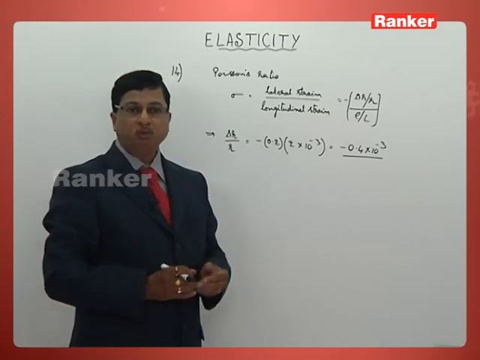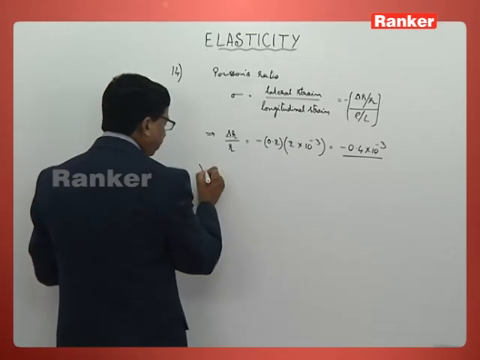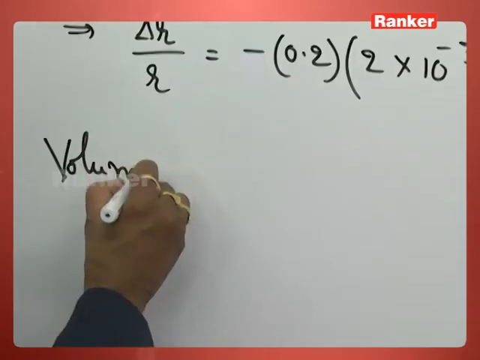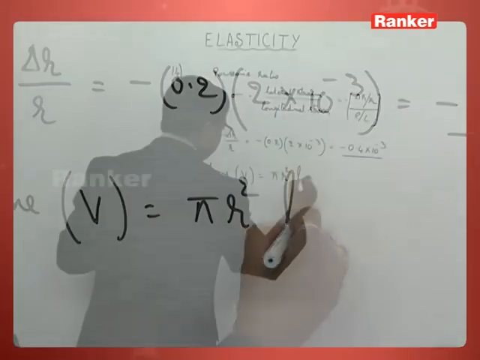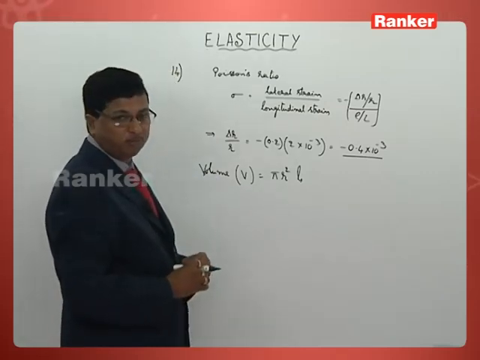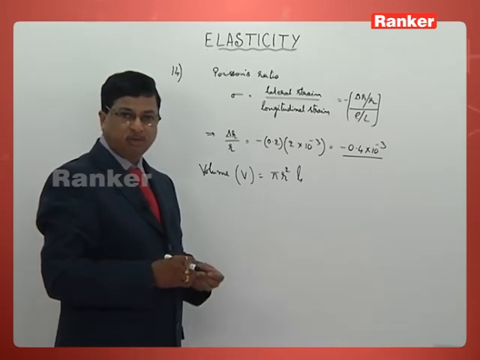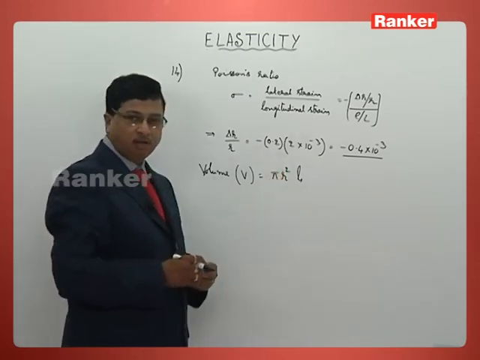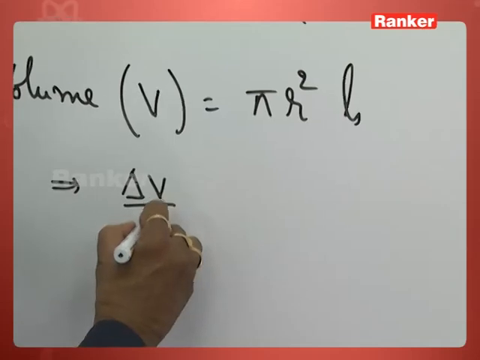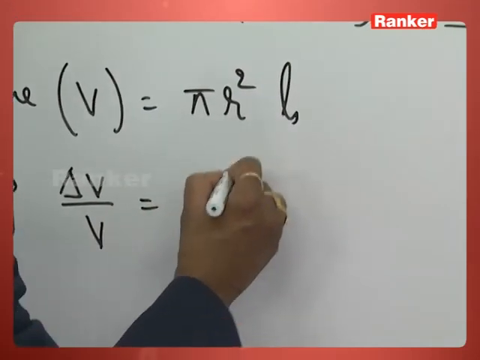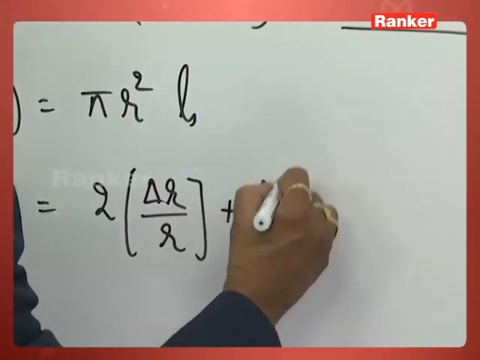Fine. But he is not asking you that. He is asking you what is the percentage change in its volume. So what is general formula for volume, please? If you take general equation for volume, V is equal to pi R square L. That is the formula for volume of a rod. Rod means generally cylindrical by nature, we used to take up. Pi R square L, that is the volume. So if you take this equation as delta V by V, then I can write it will be twice delta R by R plus delta L by L.